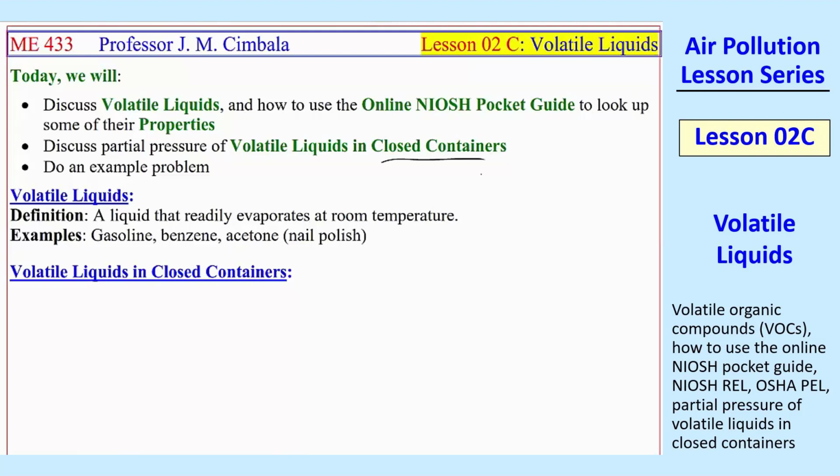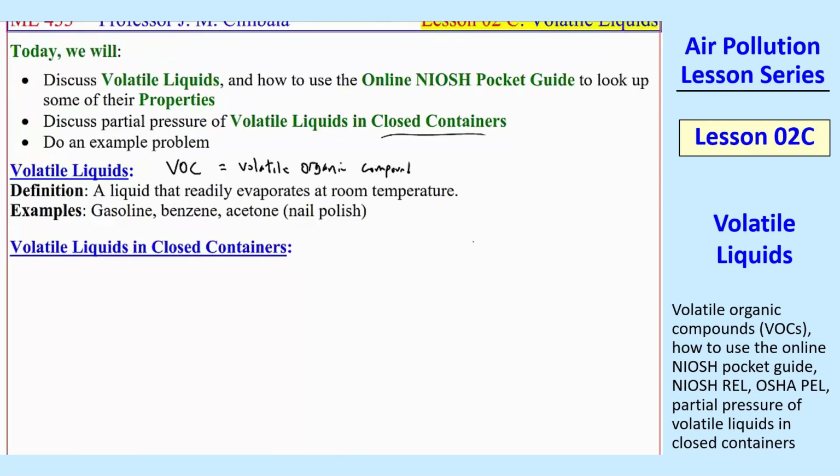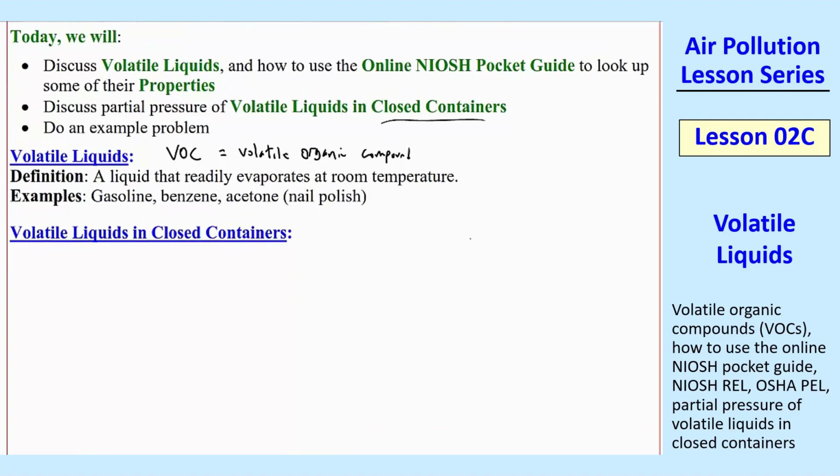What is a volatile liquid, or a VOC, which means a volatile organic compound? It's a liquid that readily evaporates at room temperatures. For example, gasoline, benzene, acetone, pretty much any VOC will evaporate a lot. Usually you smell it too, like nail polish or something like that, which is acetone.